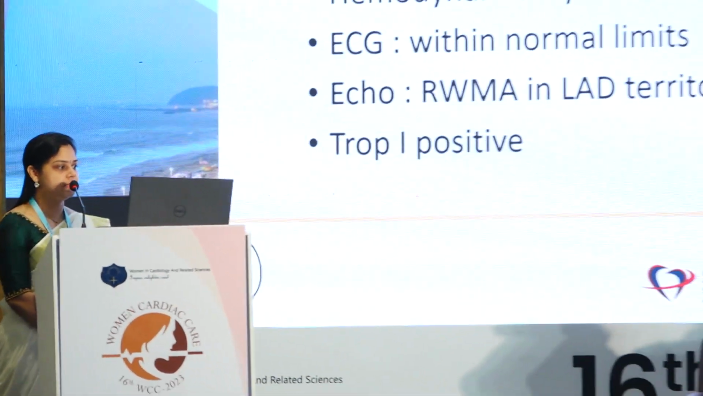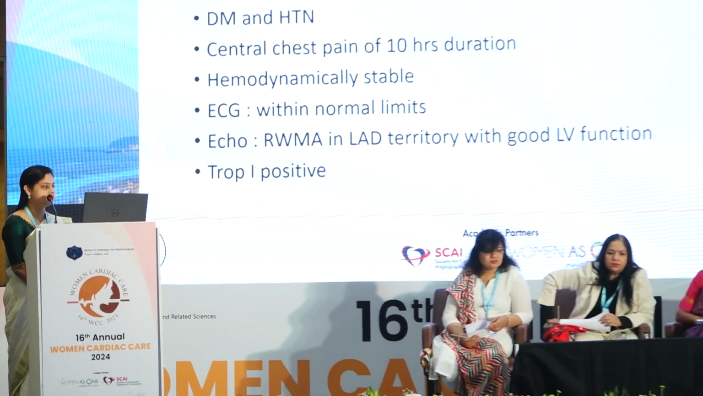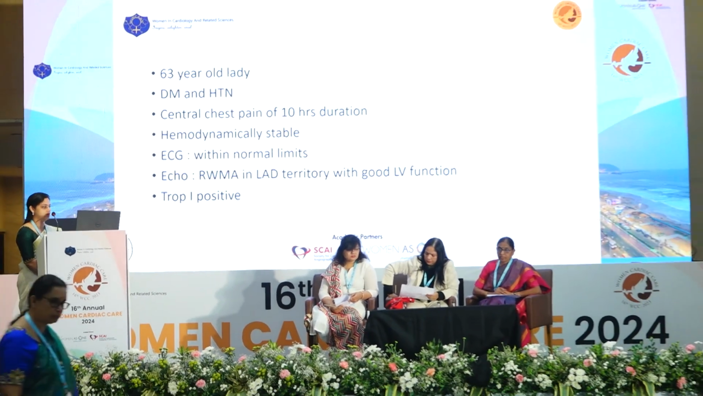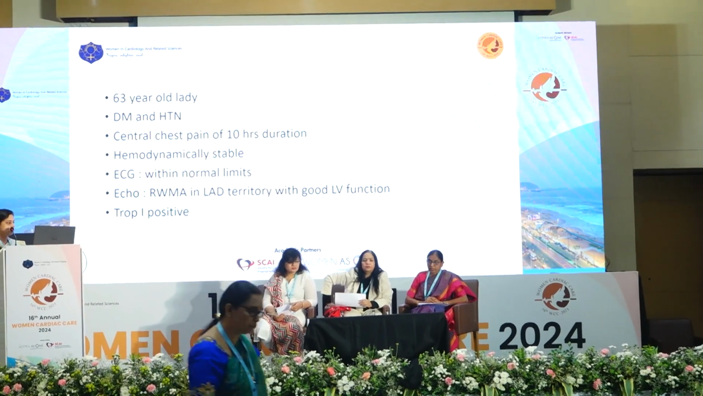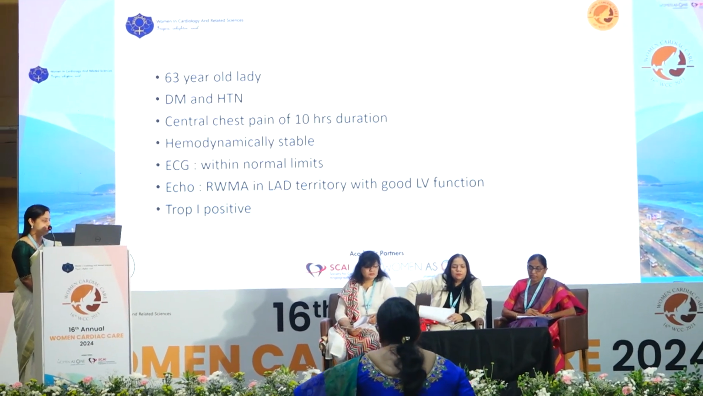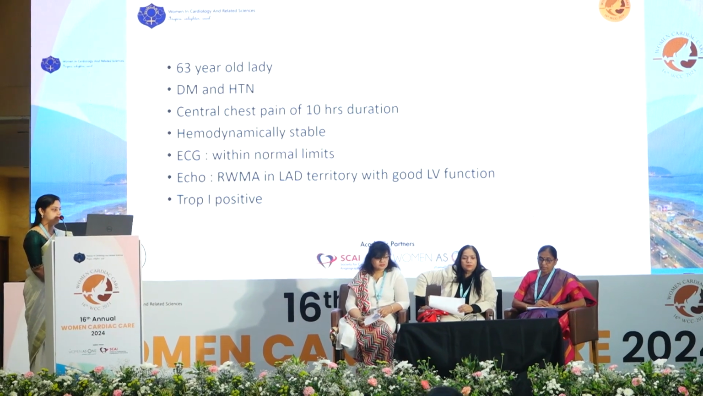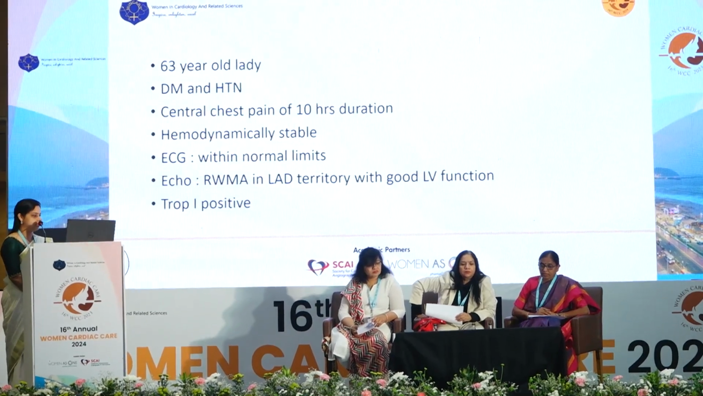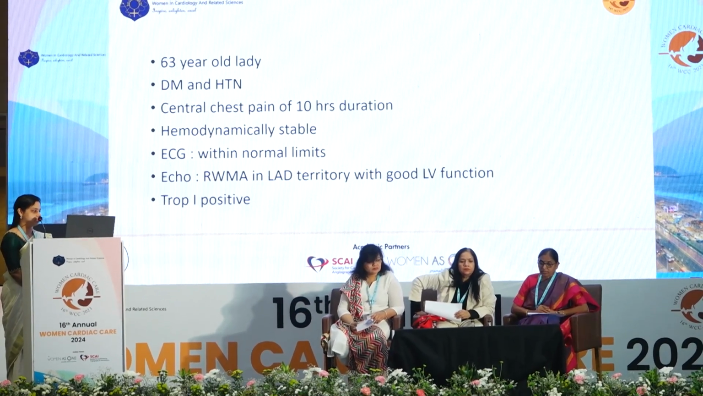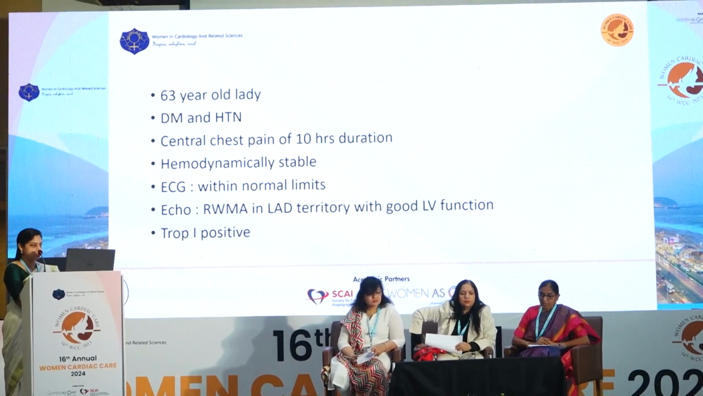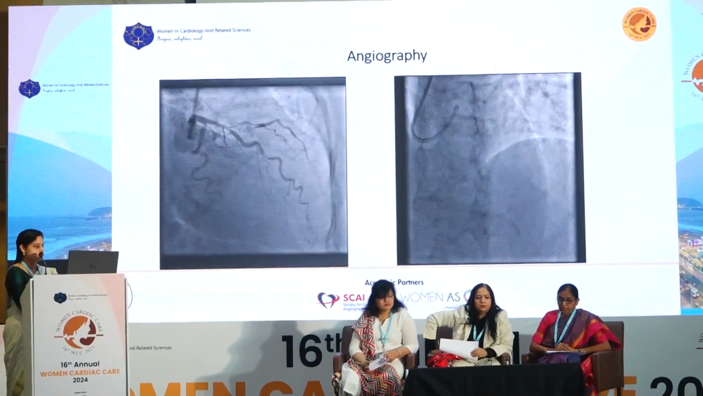She is a 63-year-old lady, diabetic and hypertensive. She presented with central chest pain of 10 hours duration. She was hemodynamically stable. Her ECG was normal, but echo showed wall motion abnormality in LAD territory with good LV function. Her trop was positive. So we took her up for an early CAG.